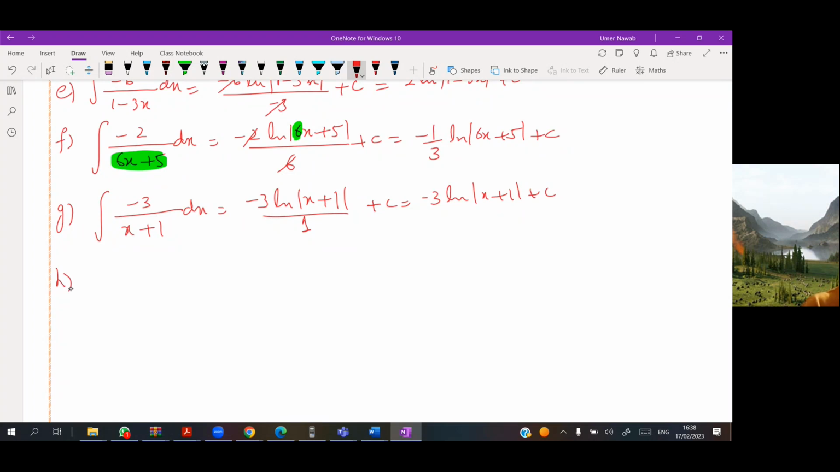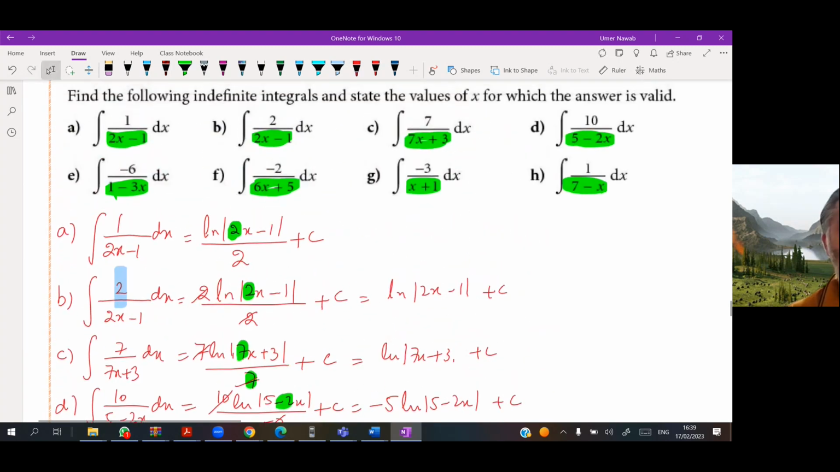And then we go to the h part, integration of 1 over 7 minus x dx, which is ln of 7 minus x over the coefficient of x, which is minus 1, plus c. I can write minus ln of 7 minus x plus c. So there was a single concept here, and we just did it by applying the integration rule when we have a linear expression in the denominator.